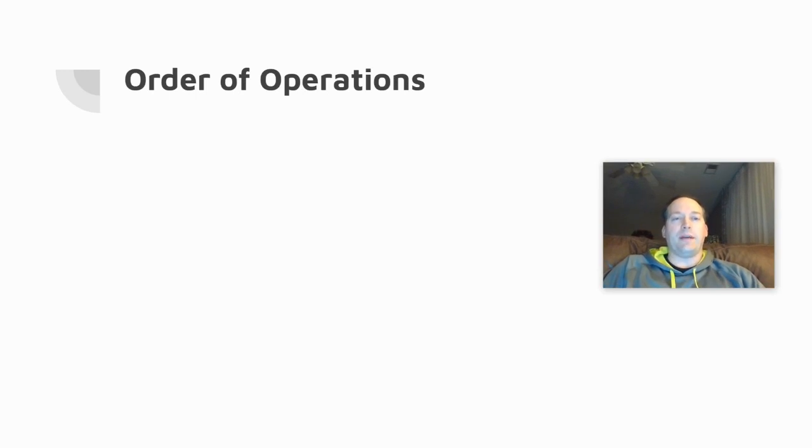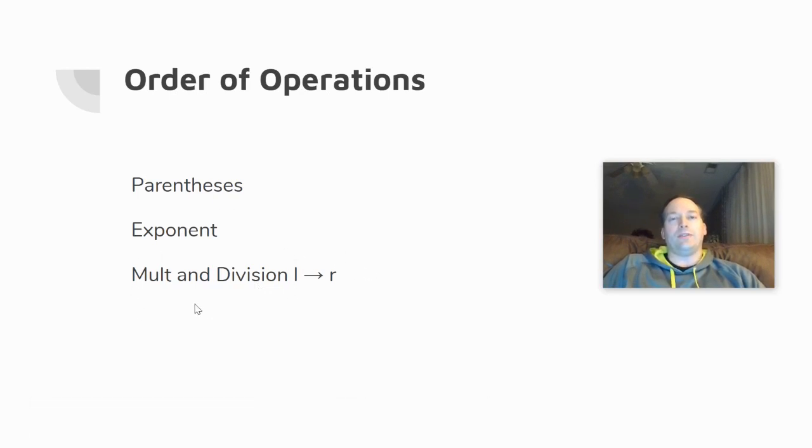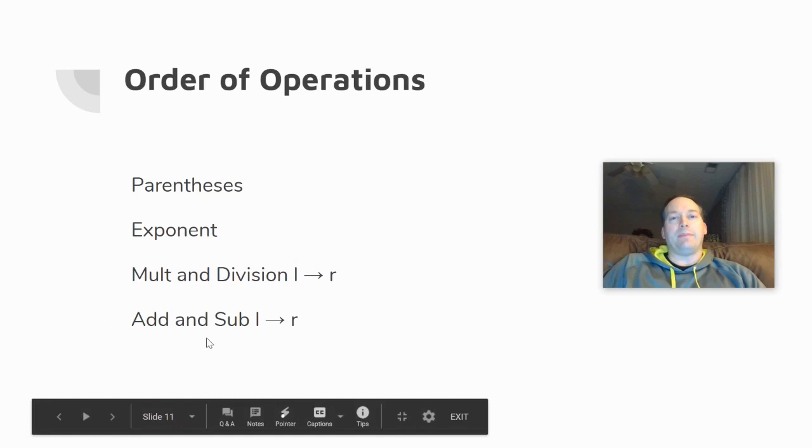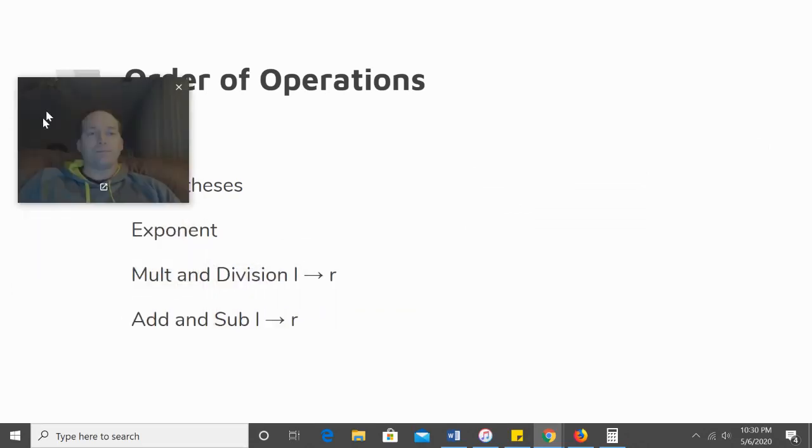So if you remember in the order of operations, the very first thing you do is what's in parentheses. After you've done what's in parentheses, you then do any exponents that are there. Once any exponents have been completed, then you do multiplication and division together left to right. So if multiplication happens first, you do that, or if division happens first, you do that. Finally, you do addition and subtraction together left to right. So if subtraction happens first, you do that. If addition happens before subtraction, you do that. So you always do it in that order.